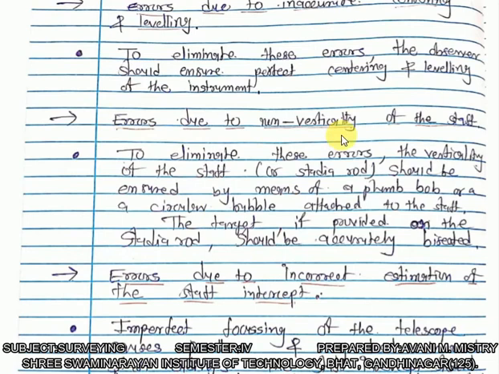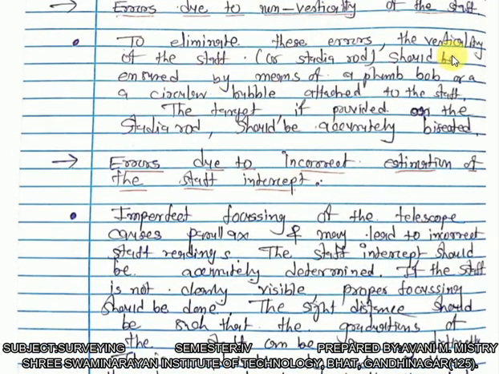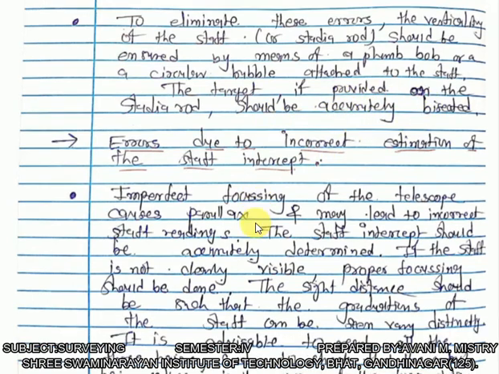Errors due to the non-verticality of the staff. To eliminate this error, the verticality of the staff should be ensured by means of a plumb bob or a circular bubble attached to the staff. The target, if provided on the staff, should be accurately bisected.